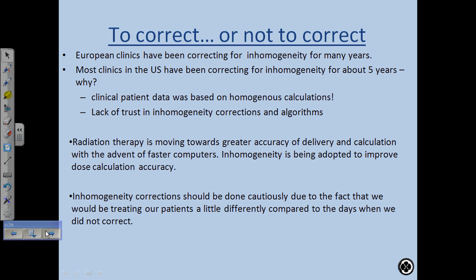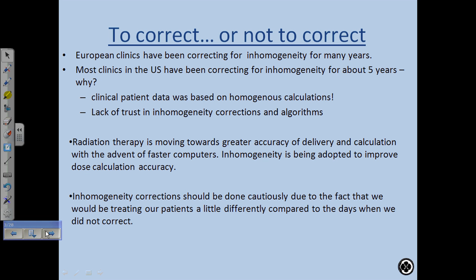Remember how I said that all the results from the treatments for lung, for example, came from homogeneous calculations. So all the results came from that. So it was a leap to start using inhomogeneity calculations. So there was lack of trust in these corrections and the algorithm. So that's why it took so long for us to move in that direction.